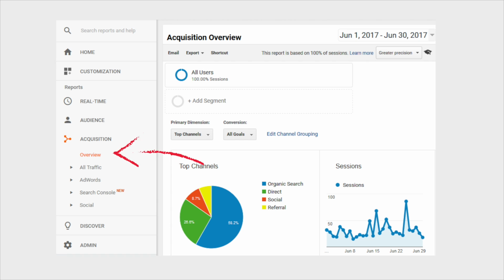Acquisition overview tells you just that. It tells you how people got to your site. For example, did they come through direct? Did they come through an organic search term? Did they come through social media, or have they come through some sort of email marketing?